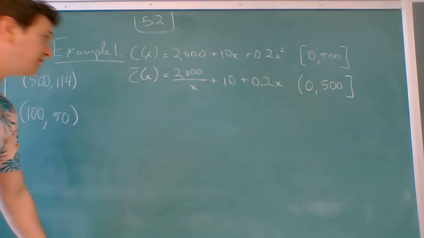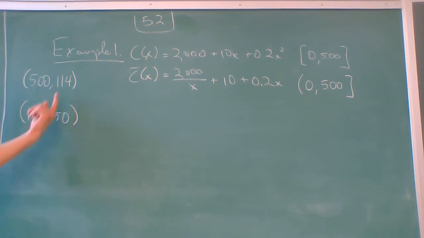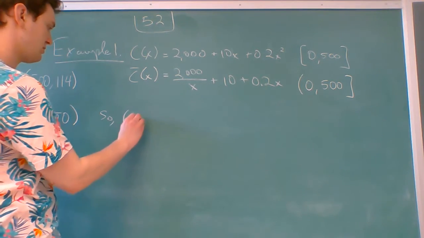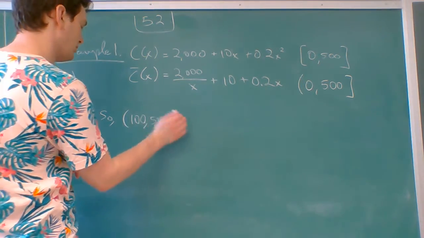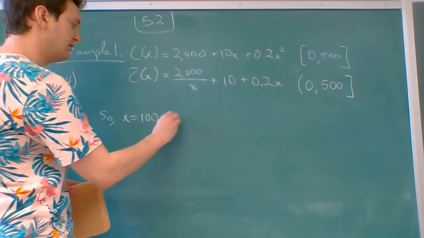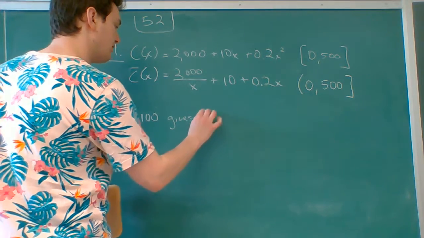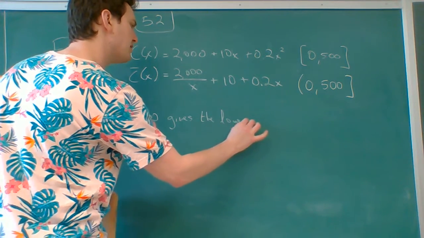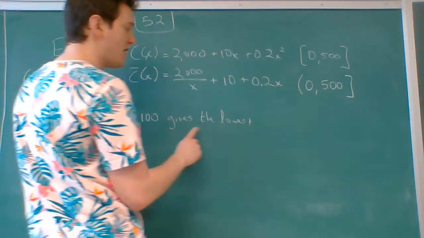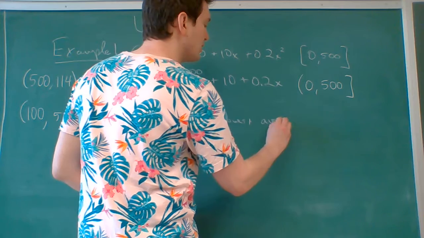Okay, so now what we need to do is compare these two points and say which one gives a lower average cost. Now remember, the x value is number of jerseys, the y value is the average cost here. So, let's say it this way. x equal to 100 gives the lowest, because 50 is lower, right? 50 is lower than 114, so at x equals 100, we have the lowest average cost.